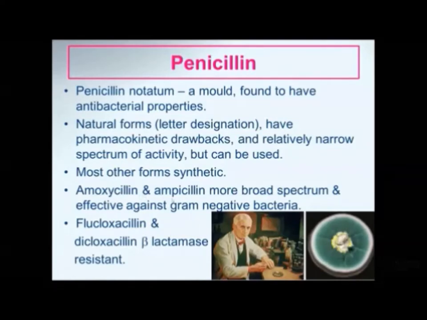So examples would be amoxicillin, ampicillin. These synthetic versions that were produced later also are better in that they have a broader spectrum of activity, so they're active against gram-positive and gram-negative bacteria. And flucloxacillin and dicloxacillin, which were later still, also have a degree of beta-lactamase resistance. So these ones can still be effective against bacteria that produce beta-lactamase. So that's quite useful for penicillins to have some that are beta-lactamase resistant.